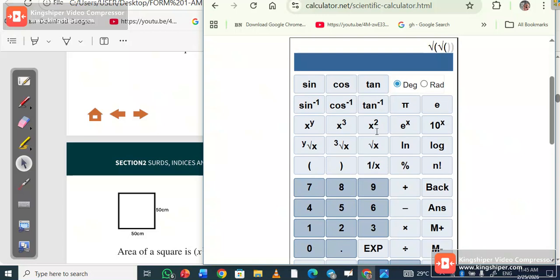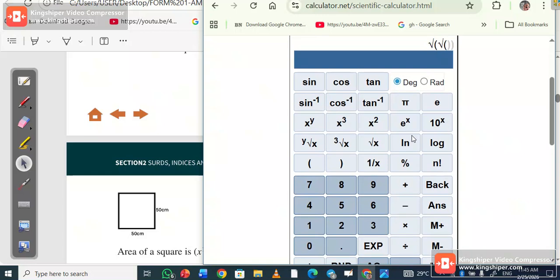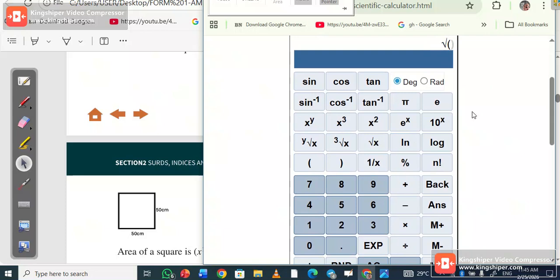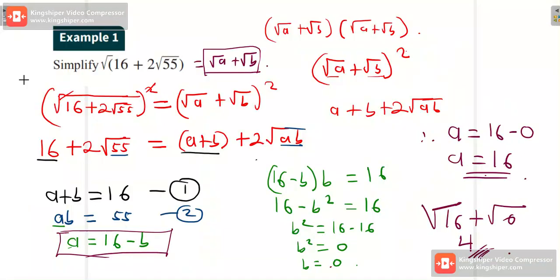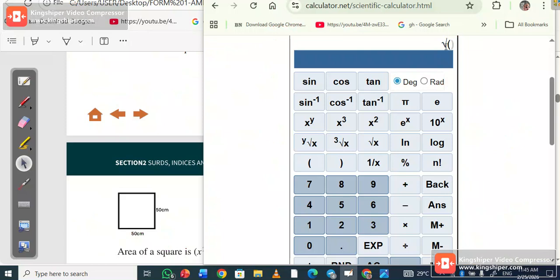Oh, okay. So square root, let me clear everything. We have square root of, let me go back to the question to check. Square root of 16 plus 2 root of 55. Square root of 16.